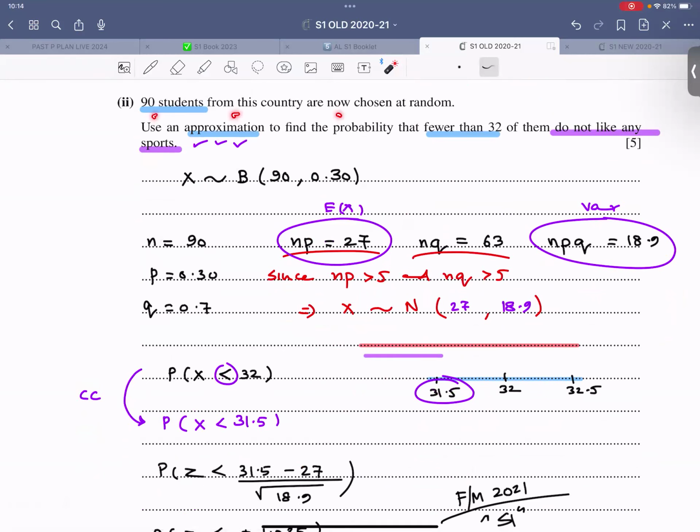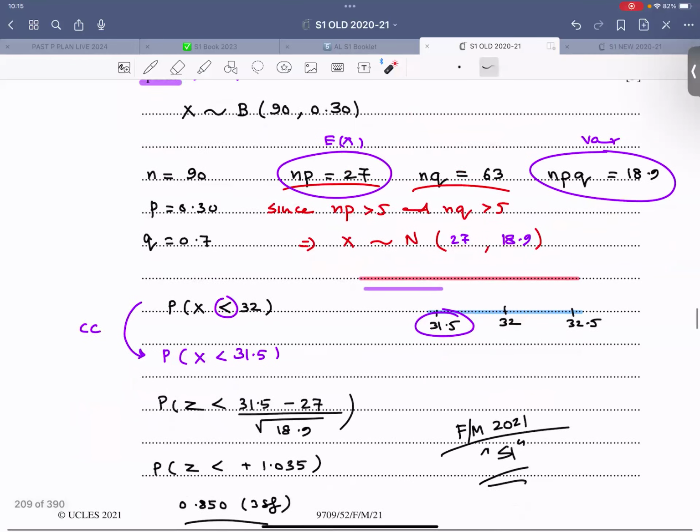90 students from this country are now chosen at random. Use an approximation. Find the probability fewer than 32 do not like any sports. The data is binomial. This is N, this is P, this is Q. NP is mean. NPQ is variance. Why do we calculate NQ? Because we should always justify, whether the examiner has asked for it or not. NP is greater than 5. NQ is greater than 5. Take 27, take 18.9, write it over here.